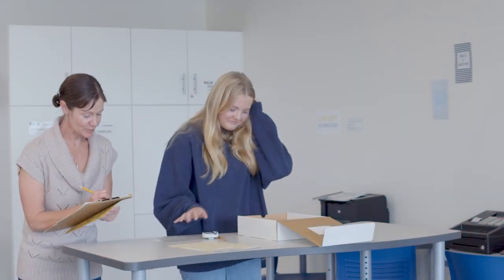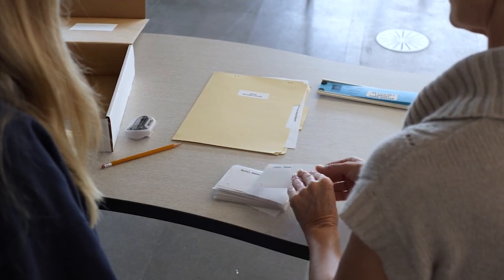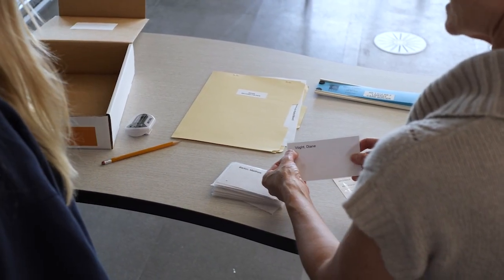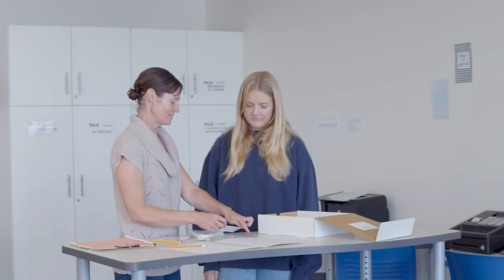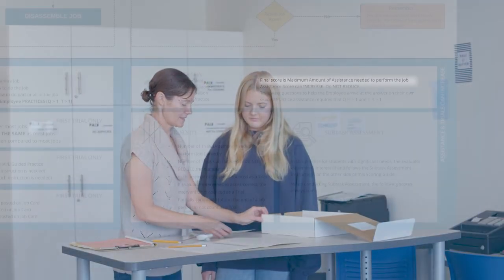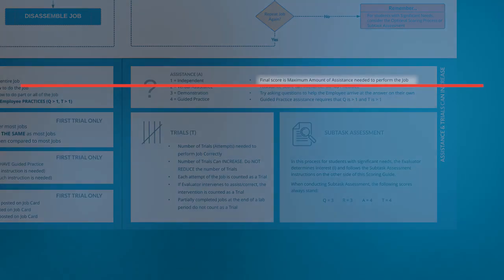Once the supervisor has provided the needed level of assistance, they should walk away and allow the employee to attempt the job. If the employee doesn't perform the job correctly, more assistance can be given before the next attempt. If you give the employee more assistance before the next attempt, the assistance score increases. Remember, an employee's final assistance score for any job is the maximum amount of assistance the employee needed to perform the job correctly.